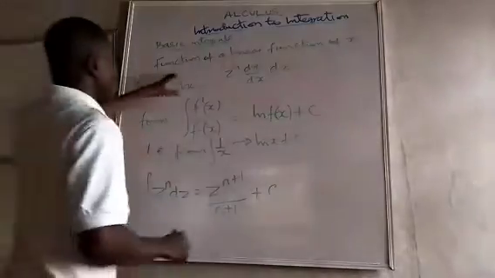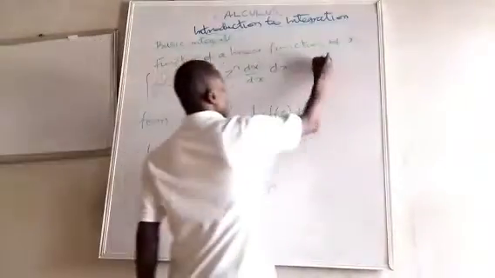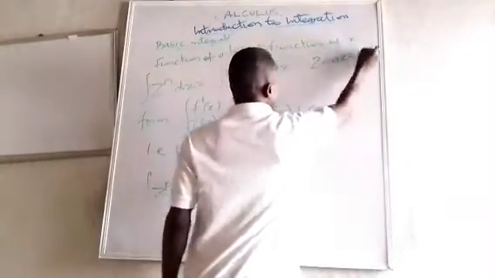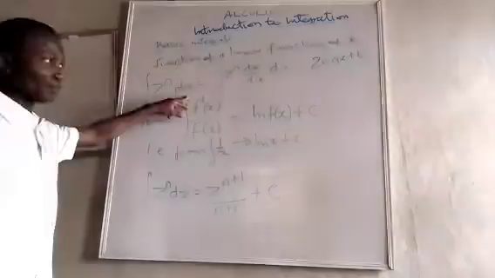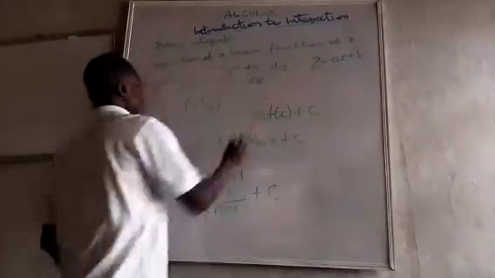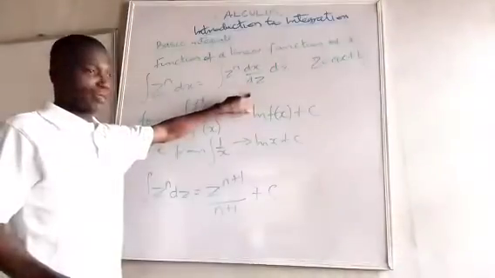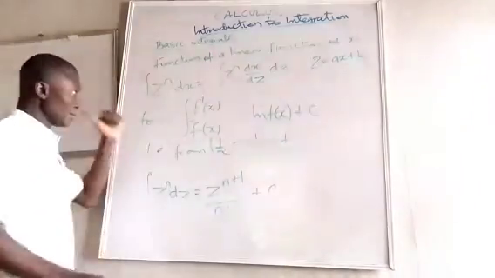Now, we have a function of the linear function of x. If z is a linear function of x, like ax plus b, in that form, and you have z raised to power n dx, we are going to make this dx to be in terms of dz. Do you understand? I have one certain example like that in the previous one.